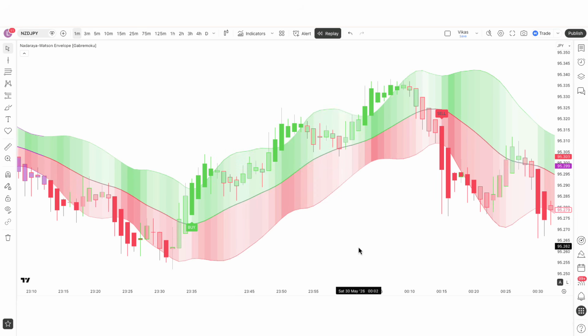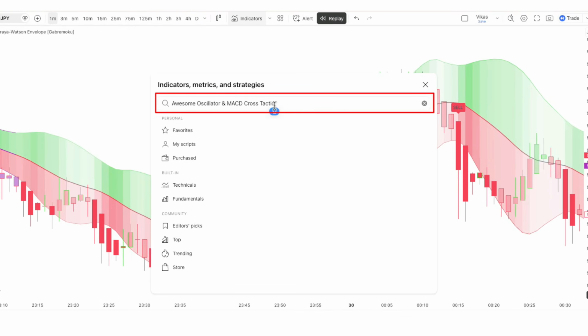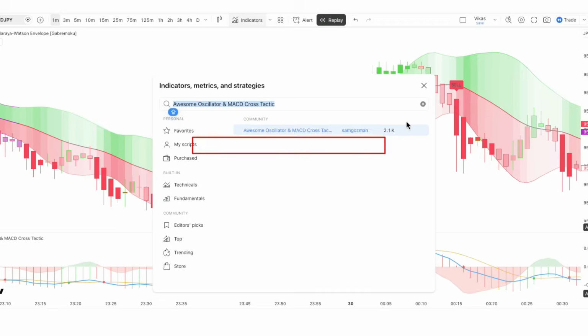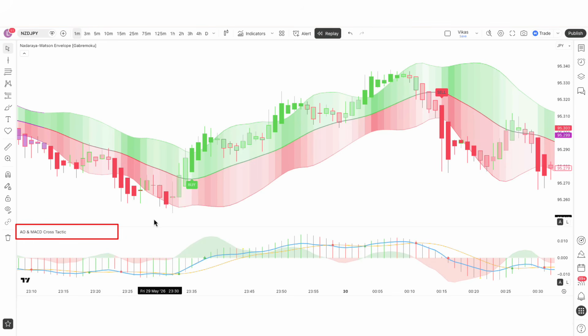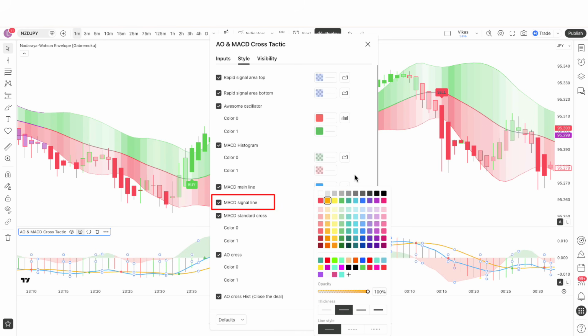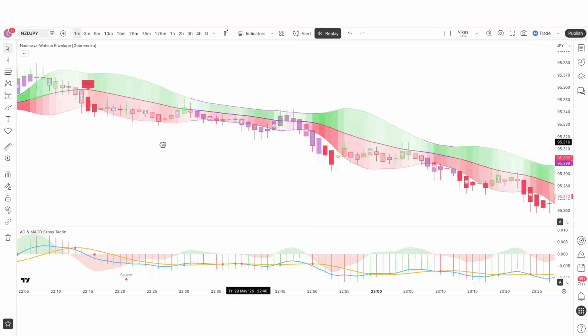Now we'll add one more indicator to make this strategy more powerful. Let's go to the Indicator Search tab, search for Awesome Oscillator and MACD Cross Tactic, and select the one called Awesome Oscillator and MACD Cross Tactic, created by Sam Gosman. Now let's access the settings of this indicator so we can modify it to suit our strategy. We change the MACD signal line, and change the rapid area size from 21 to 19. Here everything is fine, after that, click OK. Now our setup is ready.